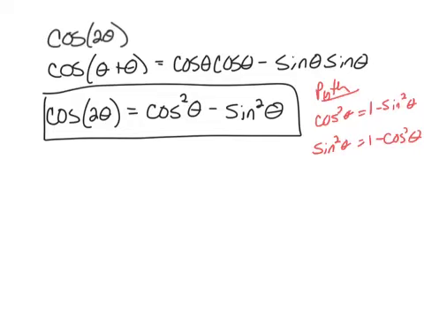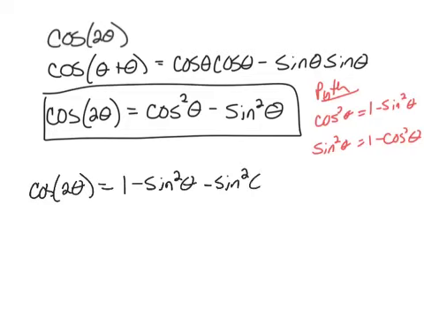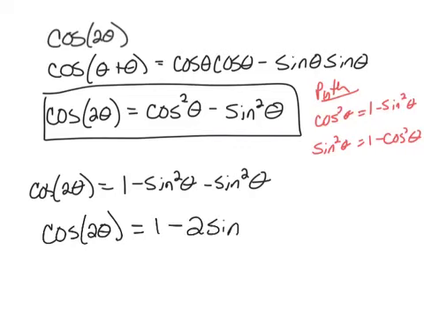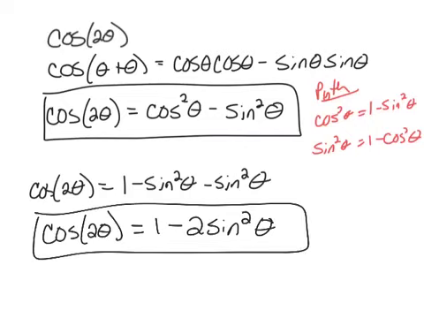And so that one's going to look like this if I replace the cosine squared with 1 minus sine squared. So let's replace this one first. And I have cosine of 2 theta is equal to 1 minus sine squared minus sine squared. So I have 2 of the same things. I'm going to combine them. So here's the second way to write the double angle identity for cosine. Cosine of 2 theta is equal to 1 minus 2 sine squared of theta. So there's the second way to write that.